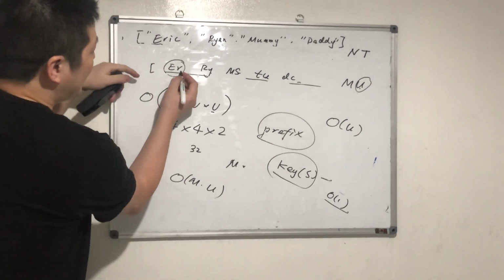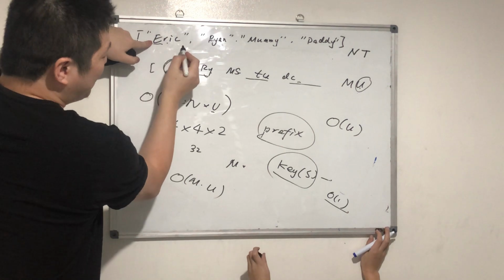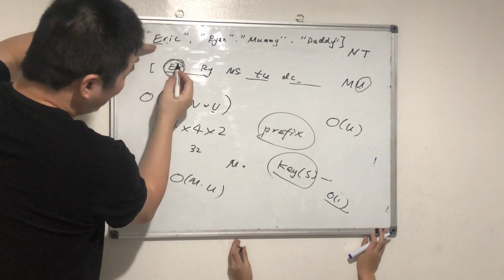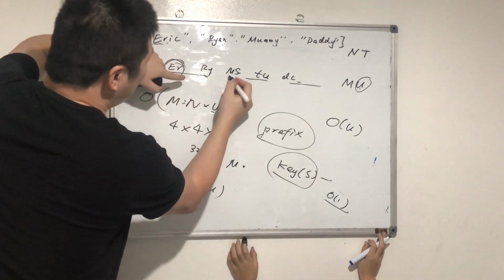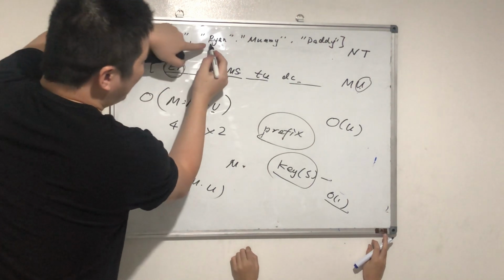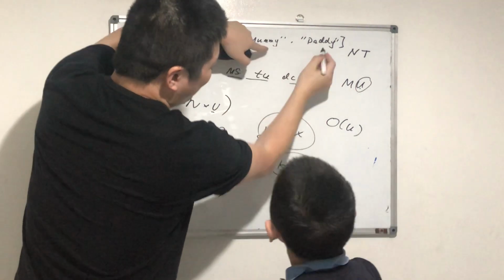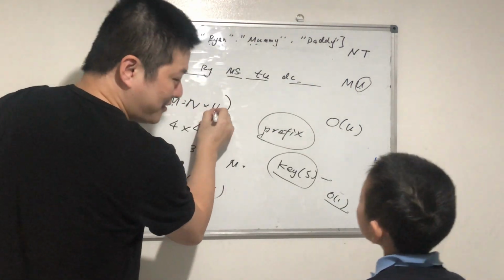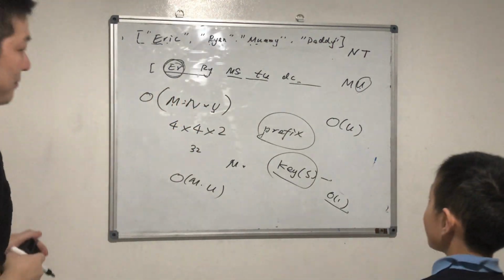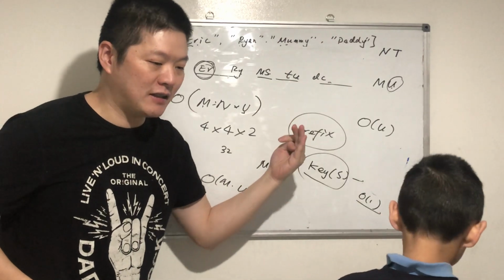For example, look, E-R, and I need to check here. E-R, okay, then it's a prefix. If this is not Eric, then if this is MS, N not equal. Next one, N not equal. N equal, but U is not equal, then it jumps. So that's N times U.